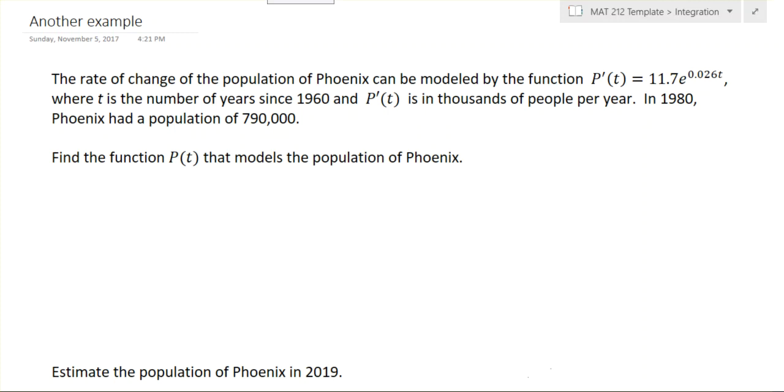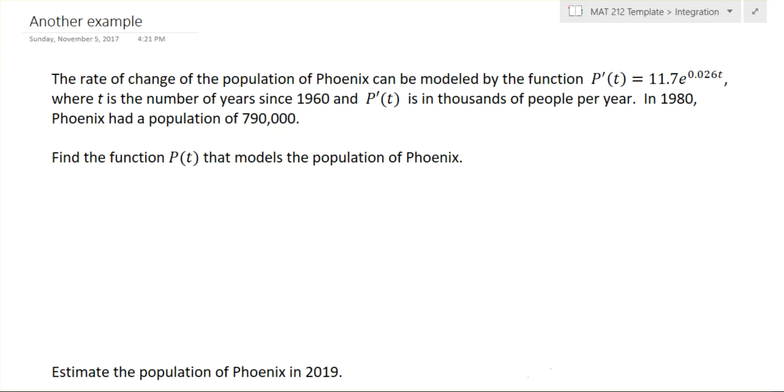Okay, so we're going to look at an application of the antiderivative. This one is about the population of Phoenix. The rate of change of the population in Phoenix can be modeled by the function p prime of t equals 11.7 e to the 0.026 t, where t is the number of years since 1960, and p of t is in thousands of people per year.